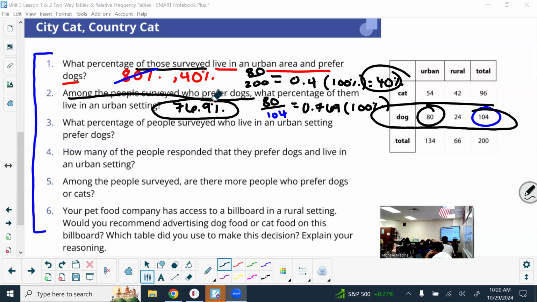All right, table 7. What percentage of people surveyed who live in an urban setting prefer dogs? 59%. Anyone get something else? 59.7.